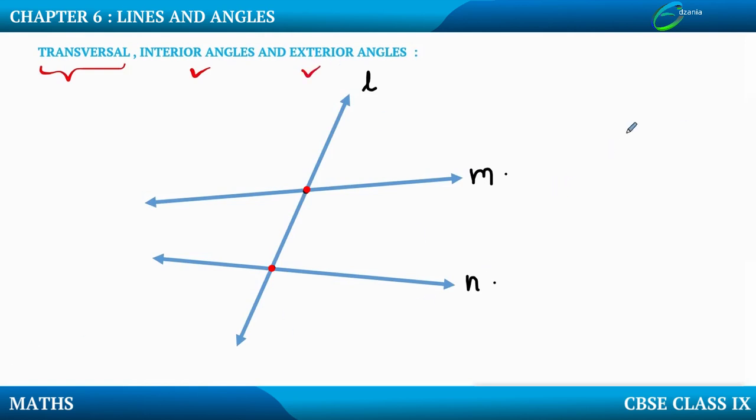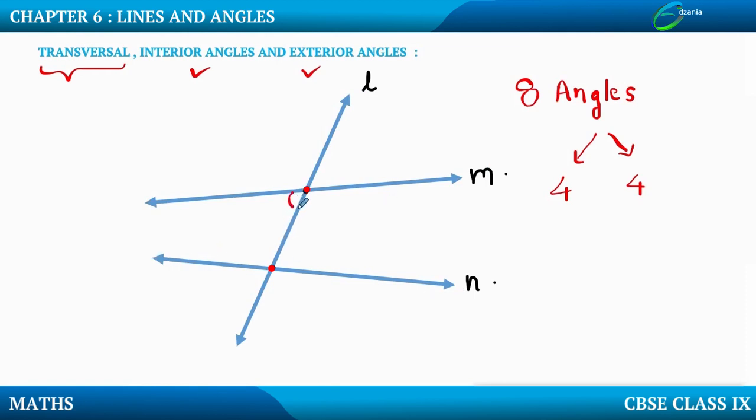Now in total, when a transversal intersects straight lines, 8 angles are formed. So in all, 8 angles are formed. Now let me tell you how 8 angles are formed, out of which they are further divided into 4 interior angles and 4 exterior angles. Now, when this line L intersects line M and line N, if I observe properly interior angles over here, the angles that are lying inside line M and N, so let me name them.